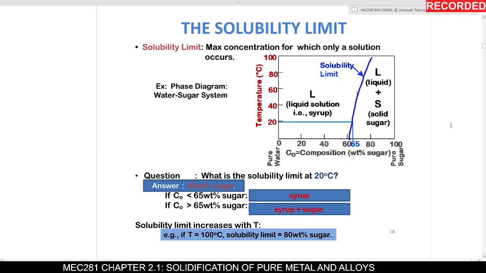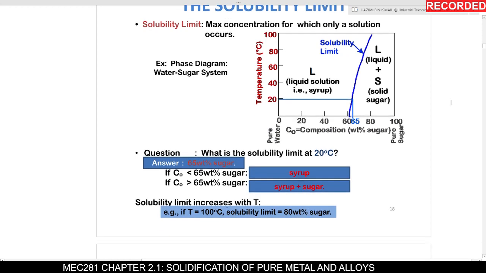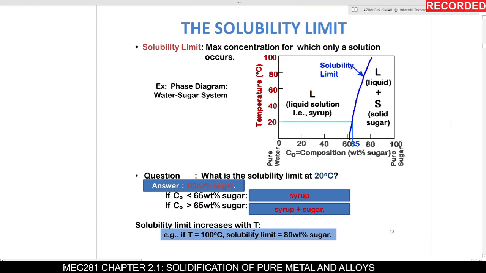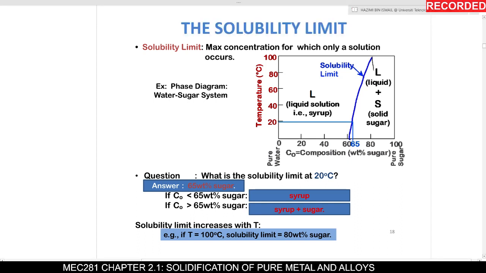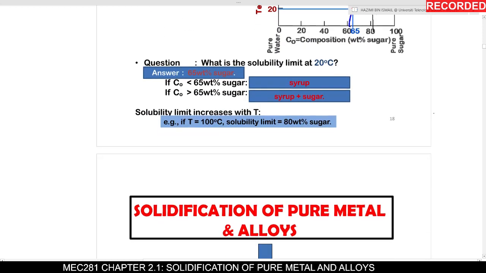So here is the limit. Solubility limit increases with temperature T here. If temperature is 100 degrees Celsius, here solubility limit is around 80%. So if I project the line, more or less like that, my hand is crooked. Okay, so this is how you find the solubility limit.